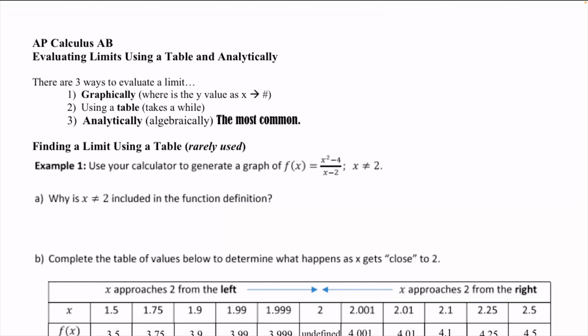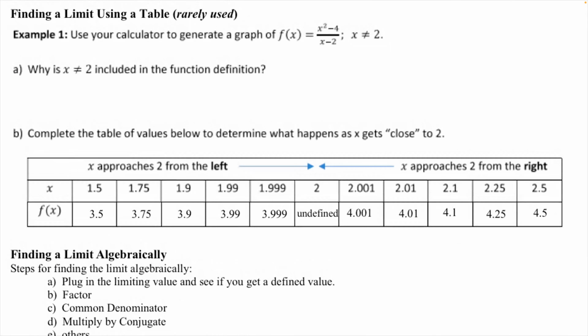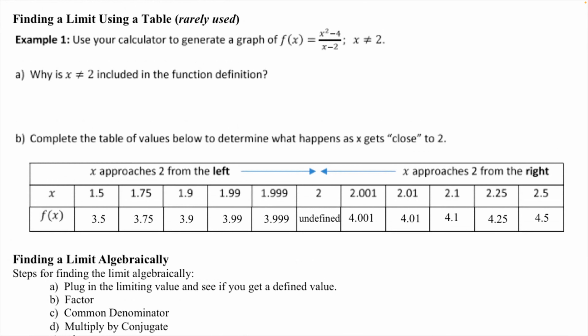The big one though is number 3. The one you're going to see more often than not is number 3. That's the most common. That's doing it either analytically or algebraically. Okay, the way we're used to doing it. Okay, so let's go over table first. Table, like I said, you're not going to see this. It's rarely used, but still important.